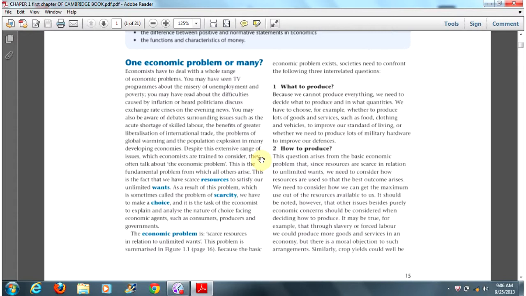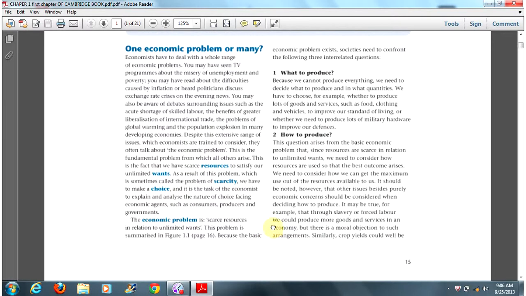How to produce? This question arises from the basic economic problem that since resources are scarce in relation to unlimited wants, we need to consider how resources are used so that the best outcome arises. We need to consider how we can get the maximum use out of resources available to us. It should be noted, however, that other issues, besides purely economic concerns, should be considered when deciding how to produce. It may be true, for example, that with slavery or forced labor we could produce more goods and services in an economy, but there is a moral objection to such an arrangement.